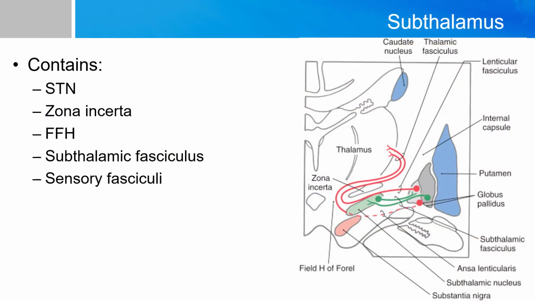So moving on to the subthalamus, this structure is located posterolaterally to the hypothalamus, and as the name suggests, it is inferior, ventral, to the thalamus, and medial to the internal capsule. And this region actually has quite a few components, and the most commonly known component is obviously the subthalamic nucleus.